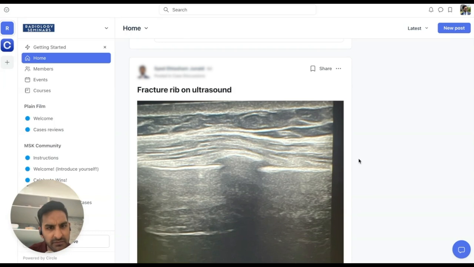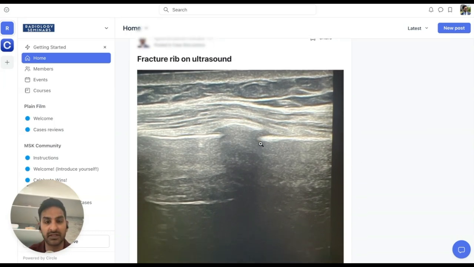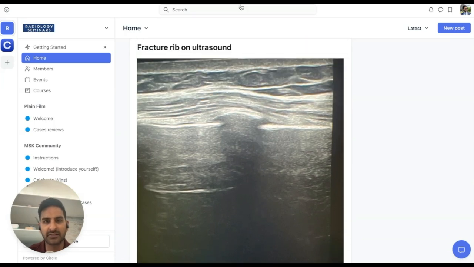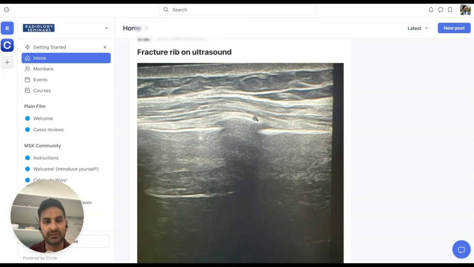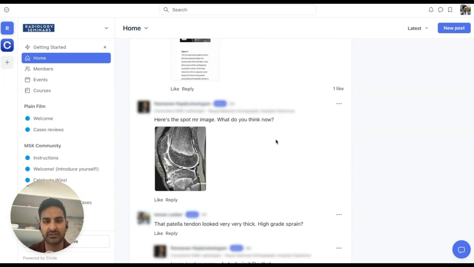Next case was a fractured rib on ultrasound. Quite difficult to normally see, not something that you'd normally get. Now, we had one of our resident experts tell us a little bit about looking at these. You can find a bit of hematoma. It's also quite important to look at the nerve, whether there's any sort of nerve damage or nerve impingement when you have a fracture like this on ultrasound.